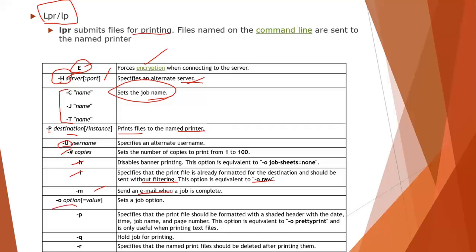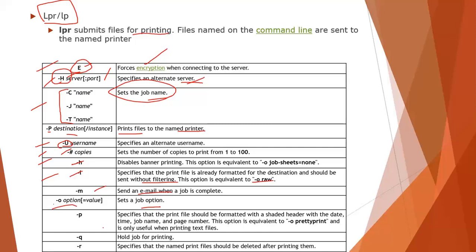So we have O, which is used to set job options. So this is not required for you. You just understand these basics like H, E, C, J, and U, hash, and H as well as -L. So these are important for your syllabus.